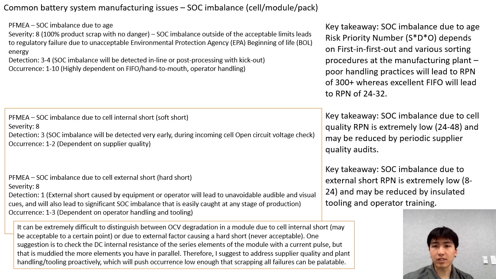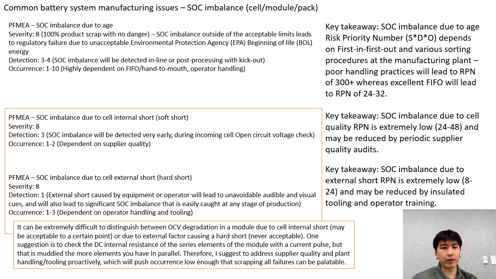Poor handling practices will lead to a completely unacceptable RPN where almost every single module, you just have no idea what kind of SOC it's at. Or the cells will just be totally spread in SOC, whereas an excellent FIFO will lead to a super low RPN because you know that all the parts are being consumed as soon as they're being received, and there's no issue. There's no need to fix anything.